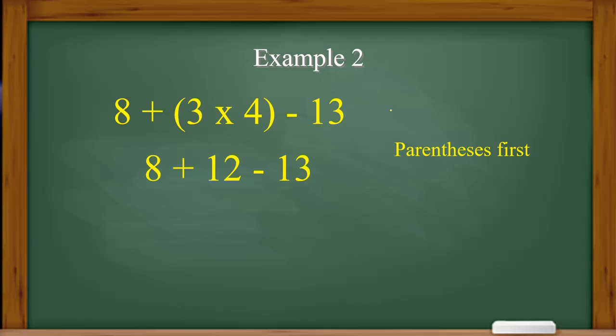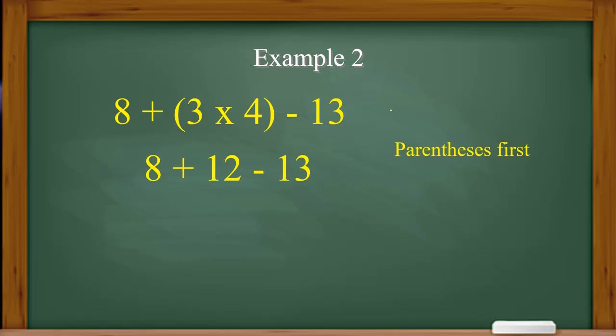Next, do we have numbers with exponents? None. How about the third step? Do we have multiplication and division? None. So, let us go now to the last step, which is to perform all addition and subtraction as they occur from left to right. Which will come first? Is it addition or subtraction? Yes, correct. It is addition.